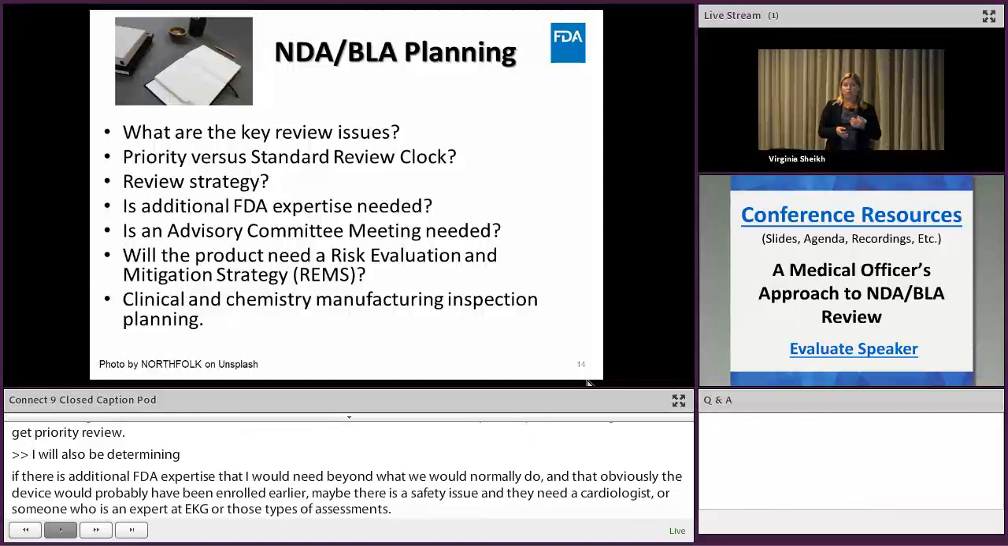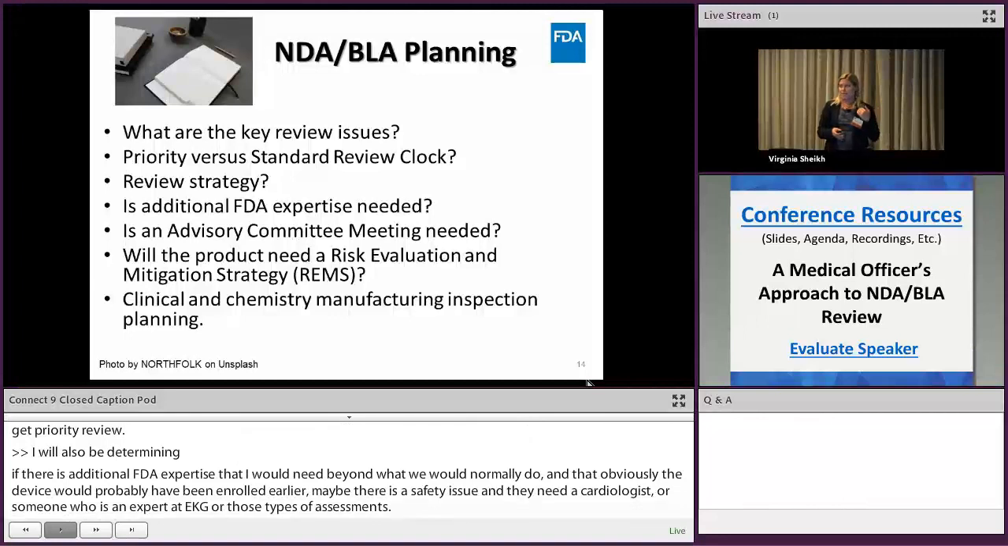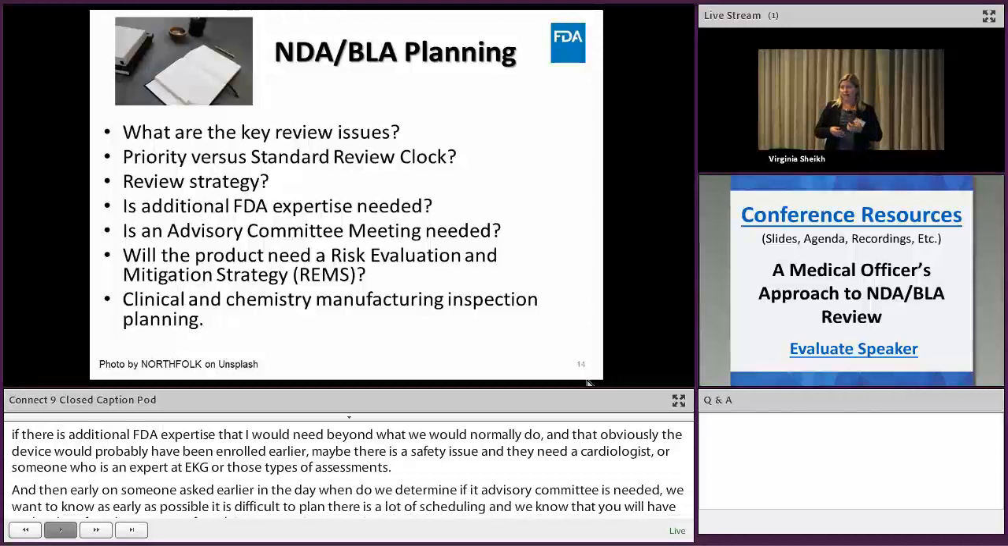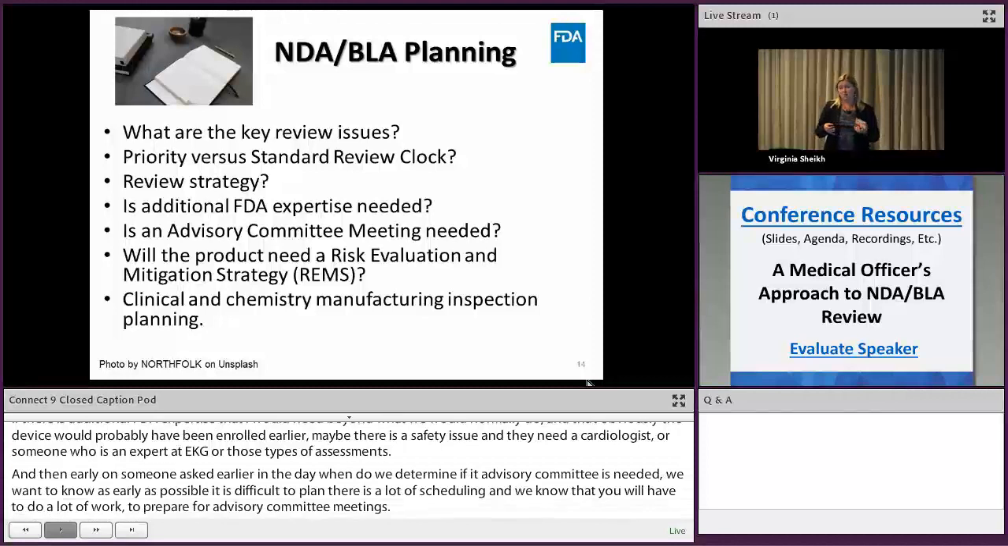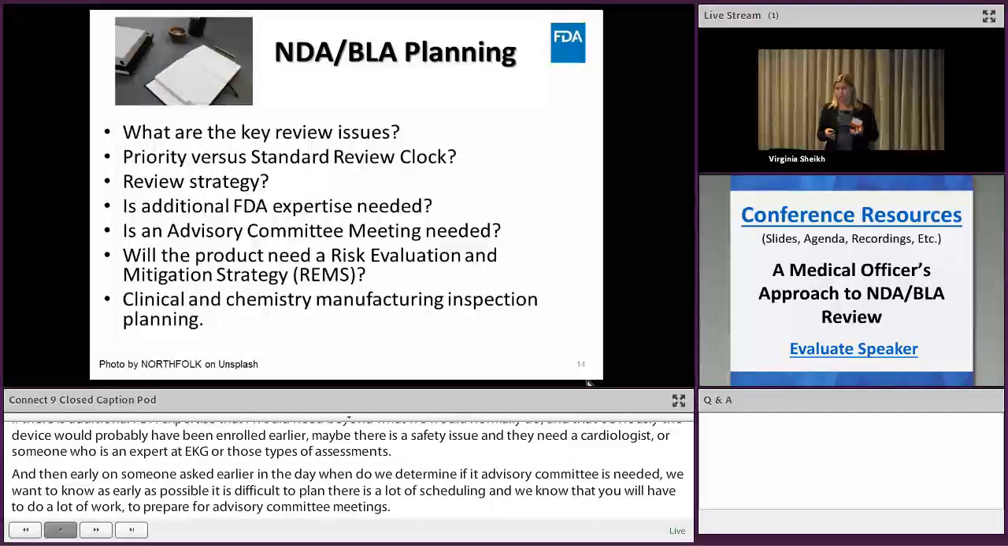And then early on, someone asked earlier in the day, when do we determine whether an advisory committee is needed? We want to know as early as possible too, because it's very difficult to plan. This is a lot of scheduling, and we know that you all will have to do a lot of work to prepare for advisory committee meetings. So if I can identify this early, and sometimes it's pretty obvious that there's something controversial, then we'll start planning that very early on.